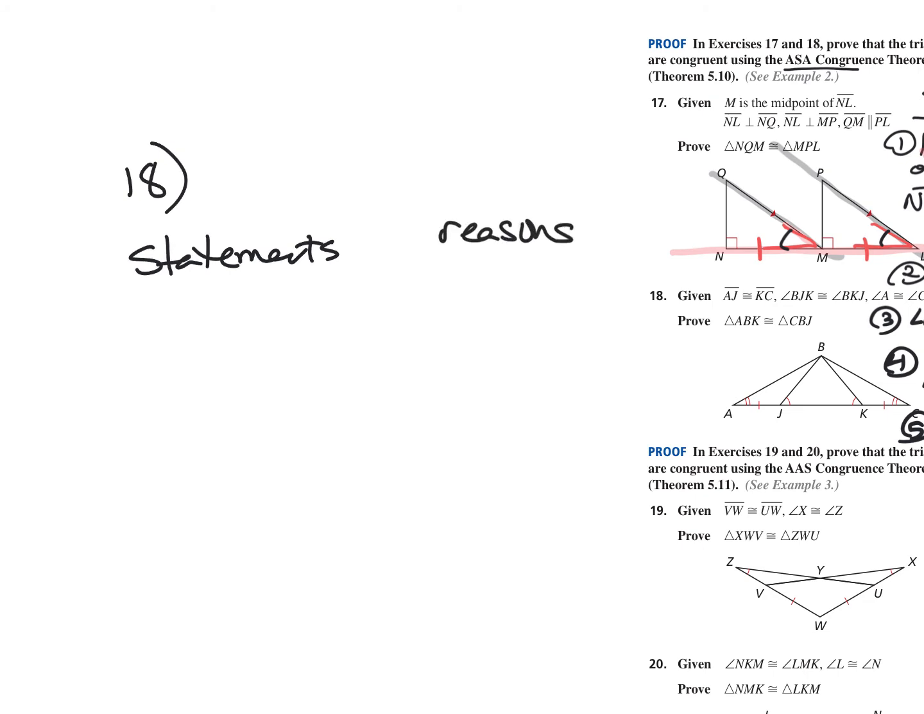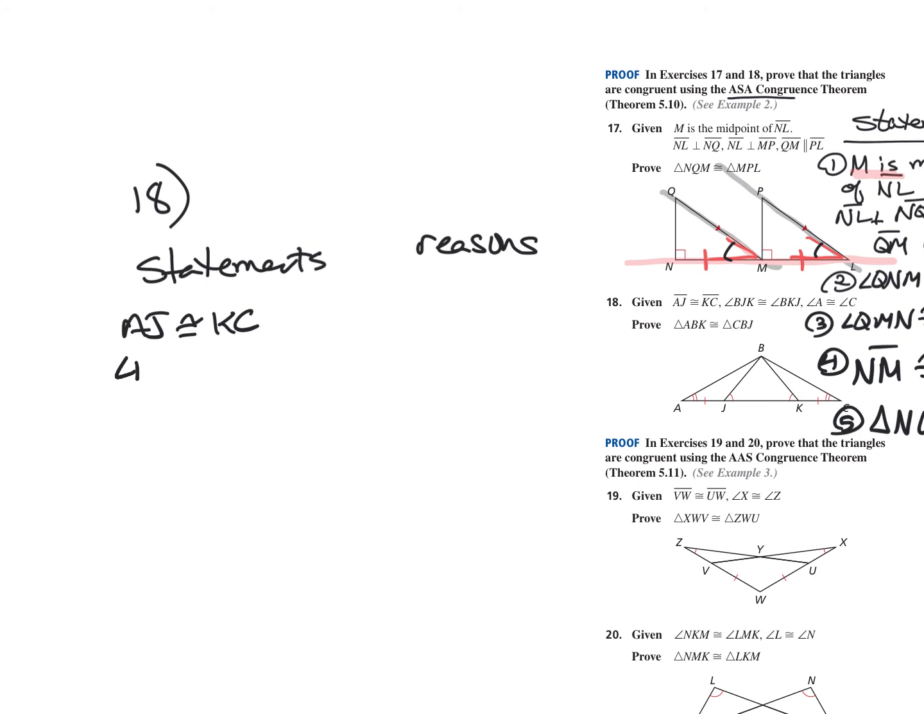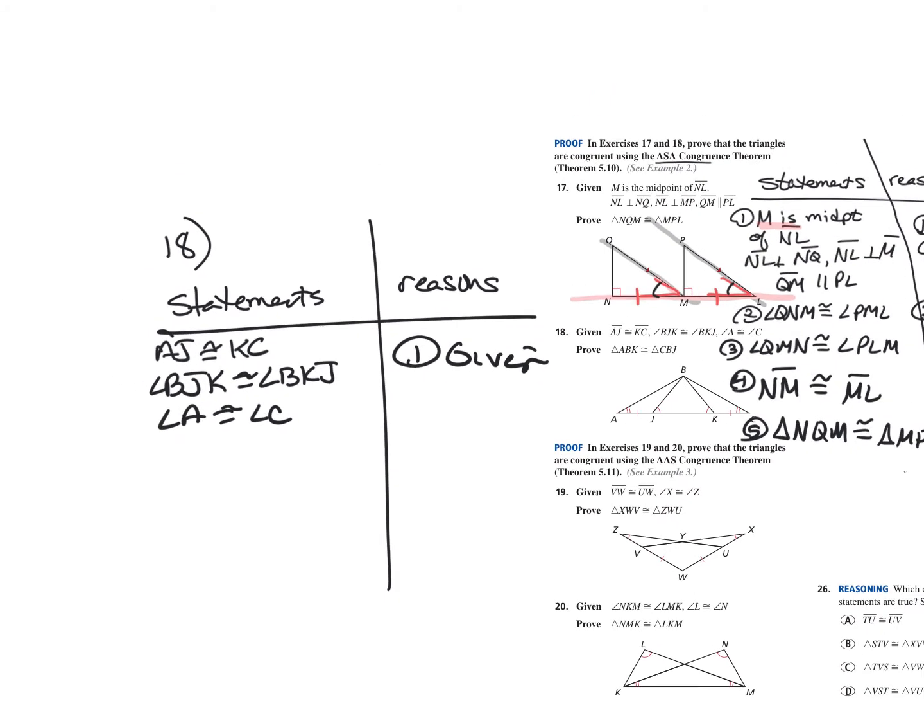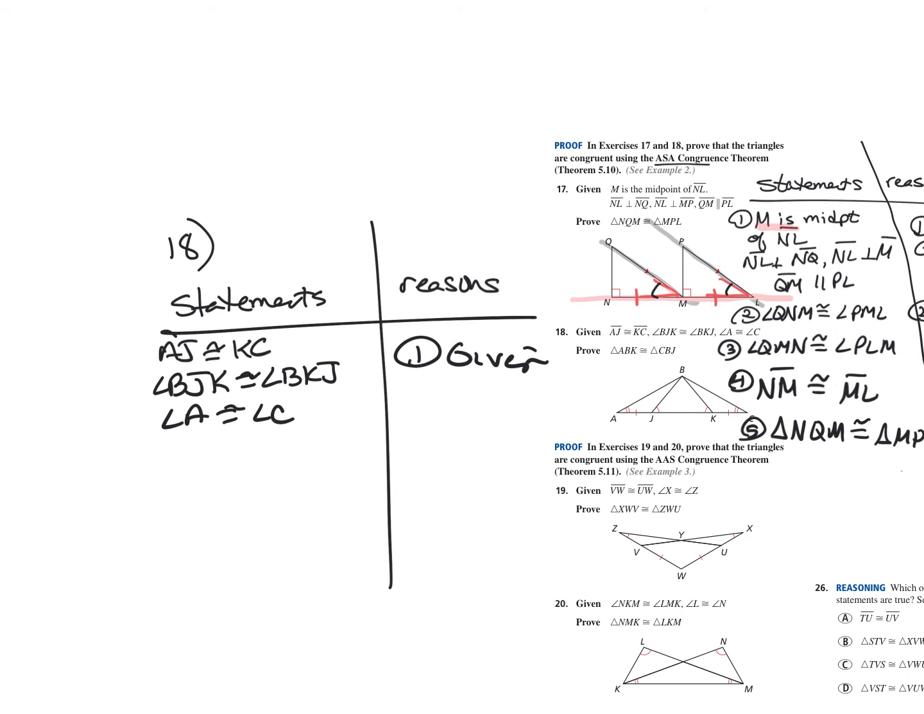Again, I'm going to state my given that AJ is congruent to KC, and that angle BJK is congruent to angle BKJ, and then angle A is congruent to angle C, and that's given. Okay, so the next thing what I can do here is, and this is already all labeled in my picture.